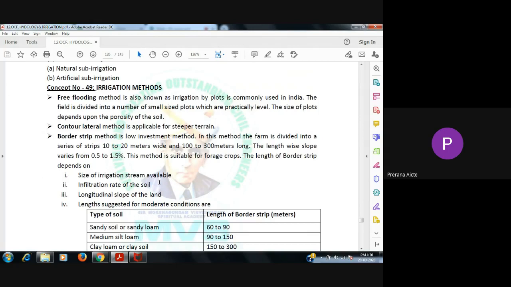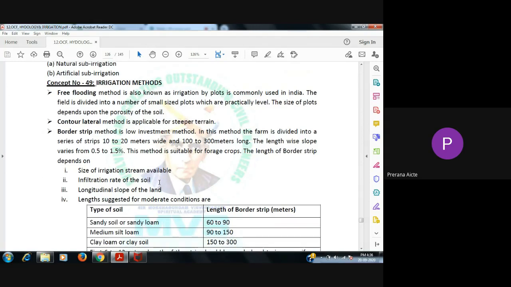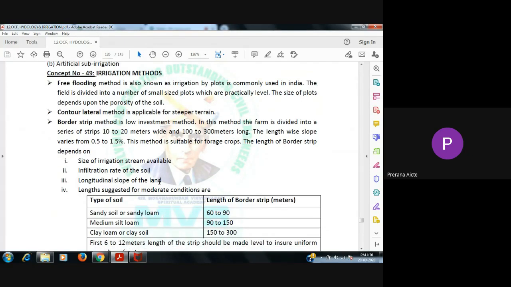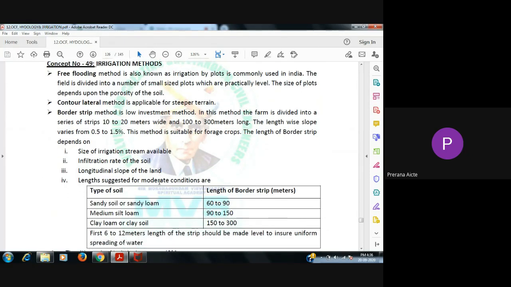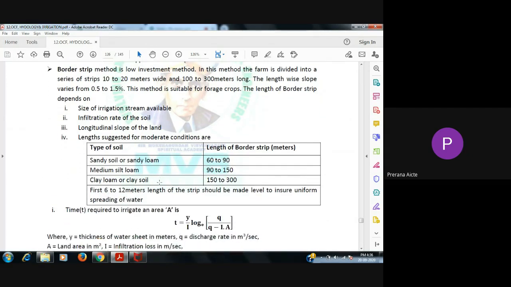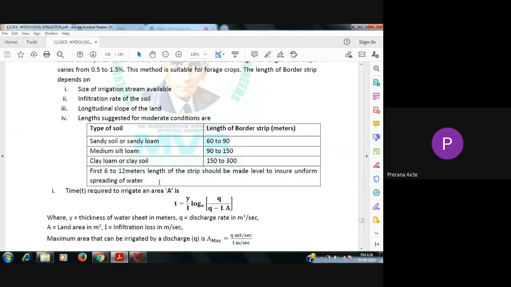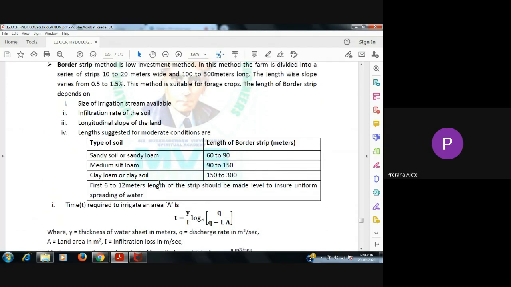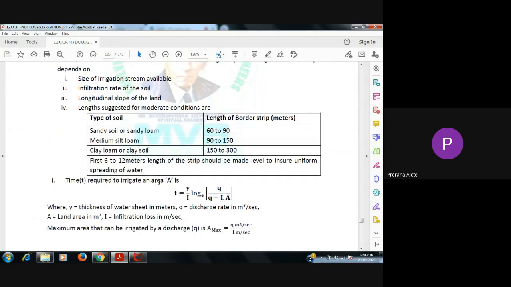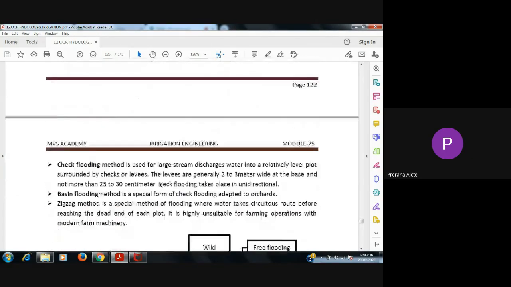Then the next one is the water strip method. It's a low investment method. In this method, the farm is divided into a series of strips like this. The lengthwise slope varies like this. These are dependent on four factors: size of irrigation stream available, infiltration rate of soil, longitudinal slope of the land, then length suggested for moderate conditions. You may remember these values also.